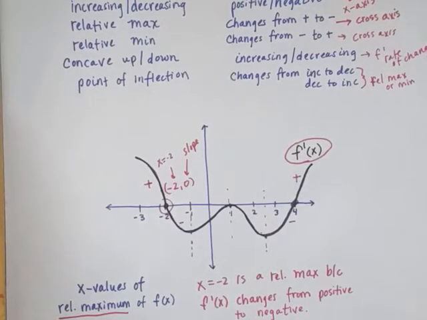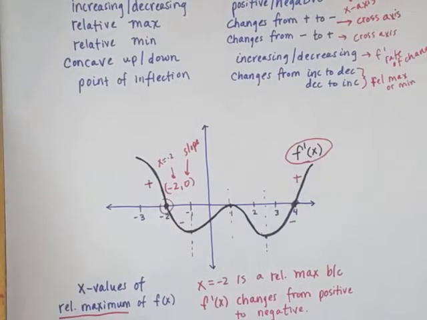And our justification here would be because f prime of x is decreasing on that interval. So we're really using that chart up above to help us break this down.